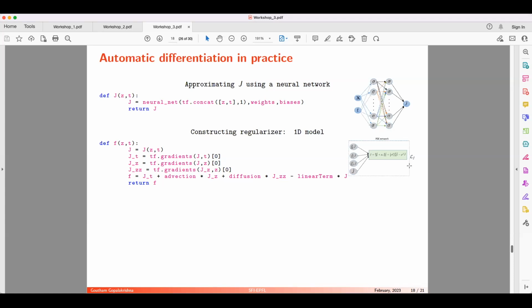Sorry, you can't see, but the slides are in the Google Drive folder. You can just open them up and inspect what these are. This is basically a quasi-linear parabolic differential equation in just one dimension: one space dimension and one time dimension.